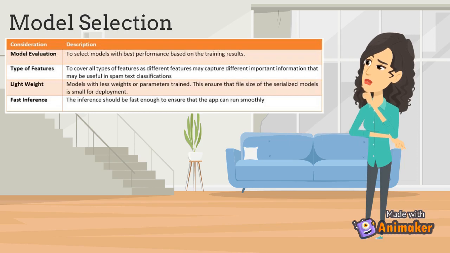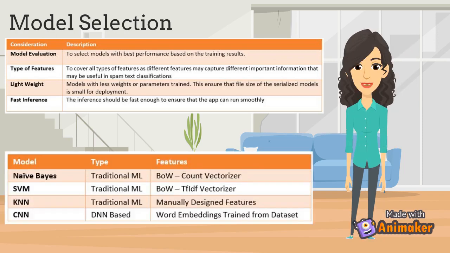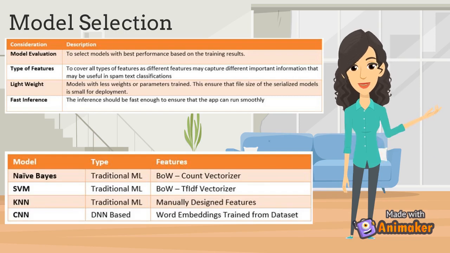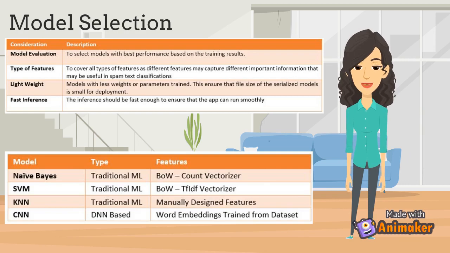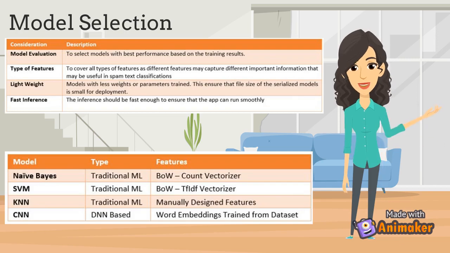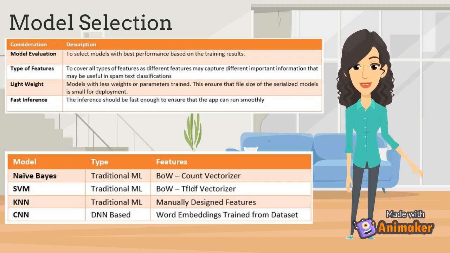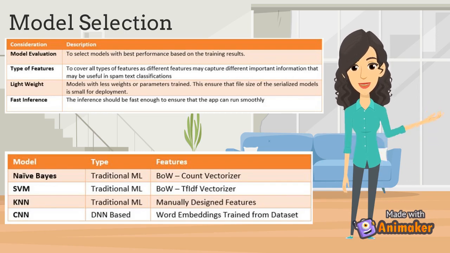Here is the list of considerations that we need to consider when selecting models for deployment. Although most of the models trained achieve great performance with accuracies above 90%, we need to also consider the additional points listed in here. For ML models, we have selected 3 models for deployment, namely Naive Bayes with bow count vectorizer, SVM with bow TF-IDF vectorizer and KNN with manually designed features. The selection criteria for model evaluation metrics is defined as more than 96% of testing accuracy and more than 91% of F1 score. For DNN-based models, we have selected CNN with word embedding trainings for deployment.